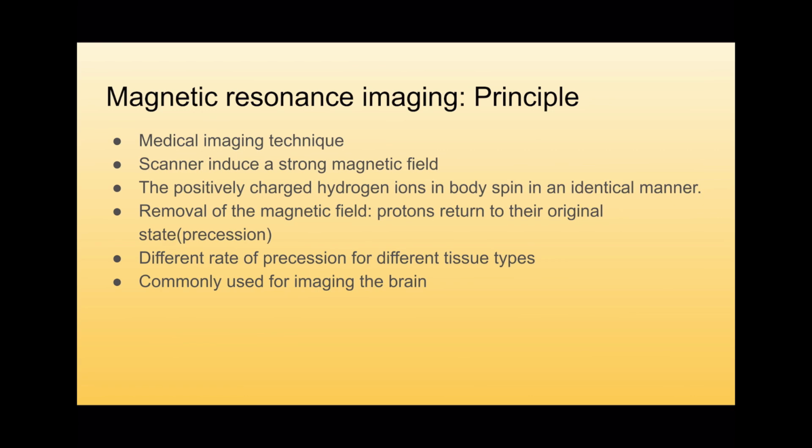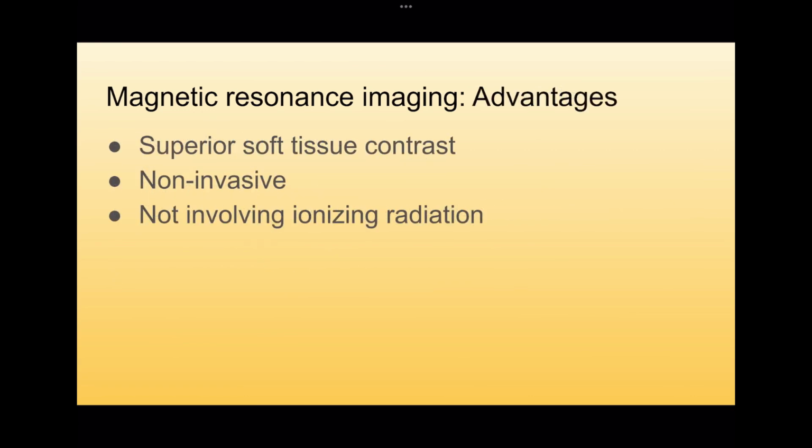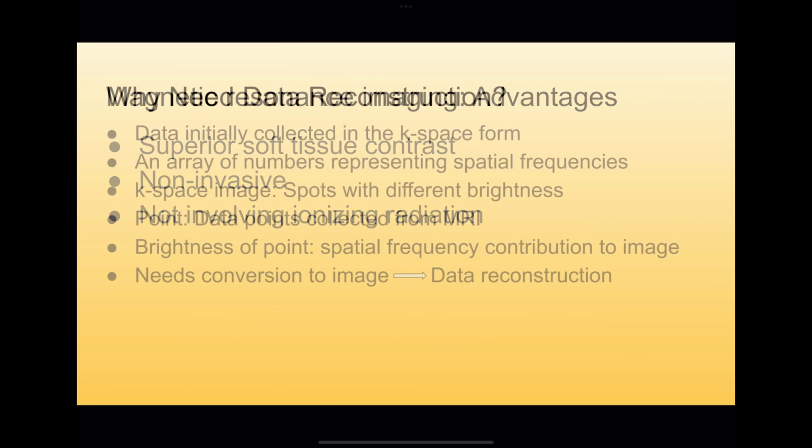We can evaluate different tissue types by the varying precession rates. It is commonly used for imaging of the brain because it is non-invasive and does not release ionizing radiation. It also has the advantage of showing superior soft tissue contrast.